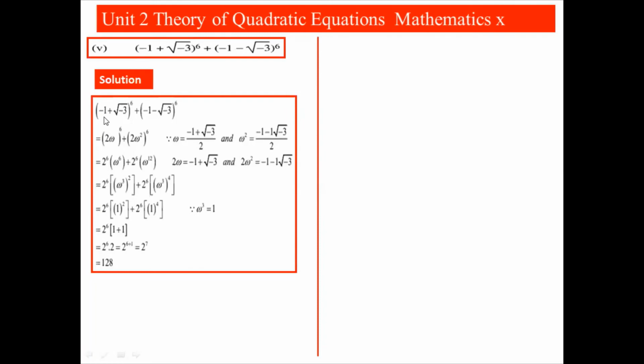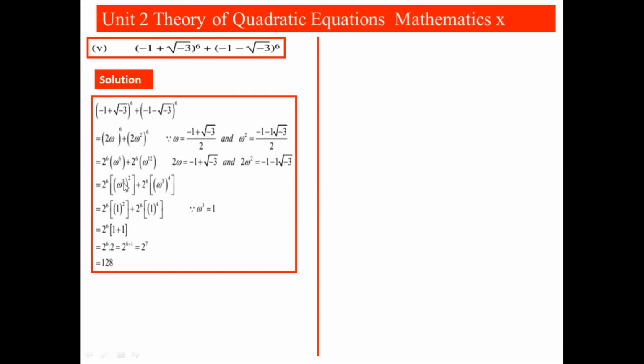So this term can be written as 2 omega, and this can be written as 2 omega square. So we have 2 omega raised to power 6 and 2 omega square raised to power 6. Now 2 raised to power 6 is common in both, so this will be equal to 2 raised to power 6 times omega raised to power 6 plus omega raised to power 12.